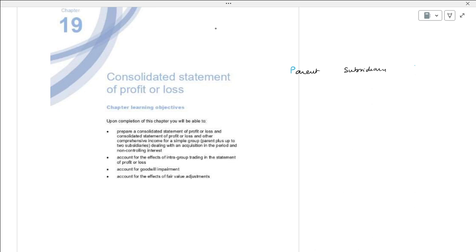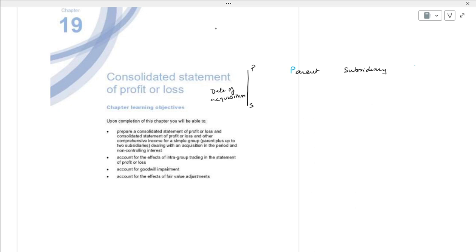The same rules will apply. You will have a group structure. What is the share of the parent? What is the share of the subsidiary? What is the date of acquisition? And post-acquisition profits, pre-acquisition profits.